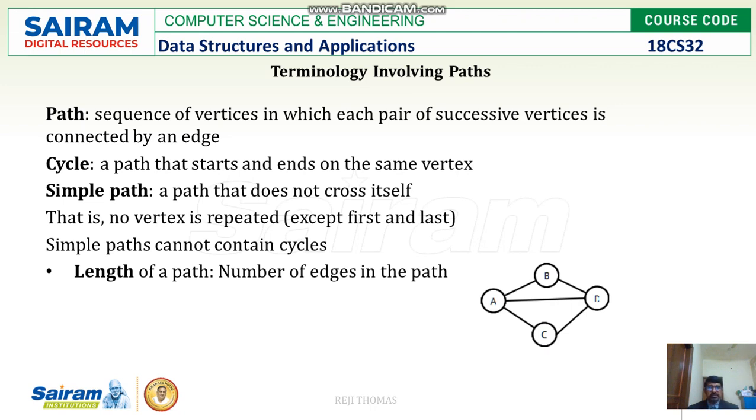The length of a path is nothing but the number of edges in the path. If you take the path from A to D in the given diagram, we can say that the length of the path is going to be 2, because we have to come across two edges. One is A to B and the other one is B to D.